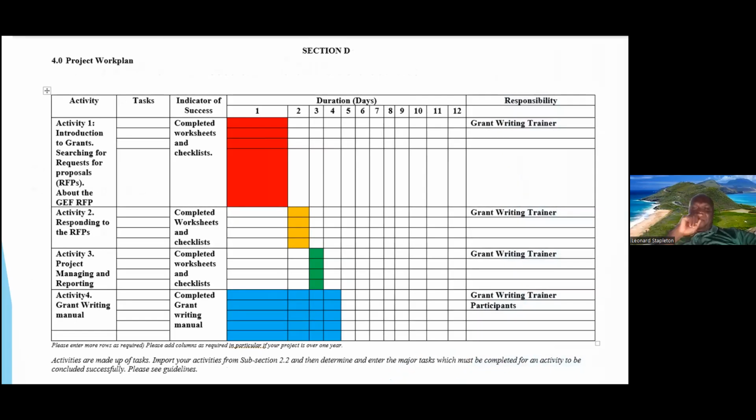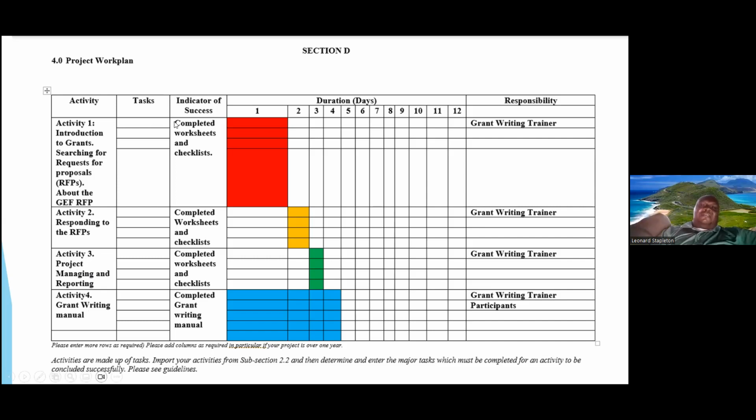All right, so this is how the Gantt chart would look. So all them things I just said, you notice it now simplifies if you have a chart like this one here. This was something that was done to request funding to train some people. And so you have the first activity, introduction to grants, searching for requests for proposal. The second activity was training people to respond to the proposal request. The other one was training them how to manage the project and report. And then the fourth activity was actually creating a grant writing manual.